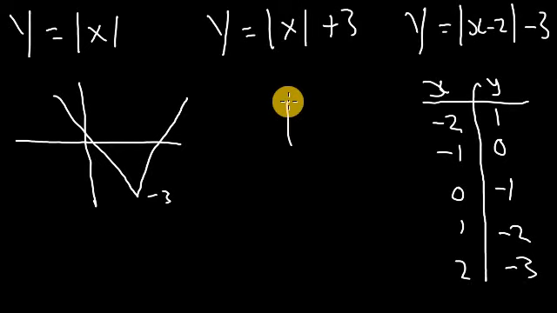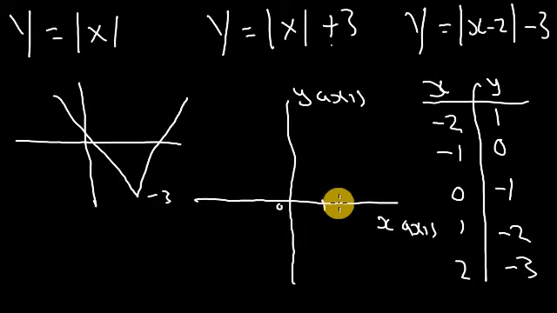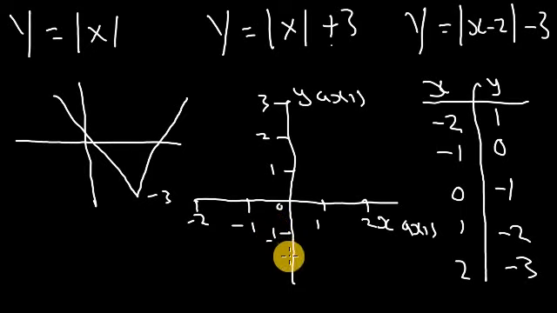Now let me graph these points on the Cartesian plane. So I have the y-axis, I have the x-axis. I have the origin, I have 1, I have 2, and I have negative 1 and negative 2. At this point I will label the y-axis as well: 1, 2, 3, negative 1, negative 2, negative 3. Now I begin to plug in these points. At x equals minus 2, y is equal to 1. There's minus 2 and there's 1. So I have a point here.